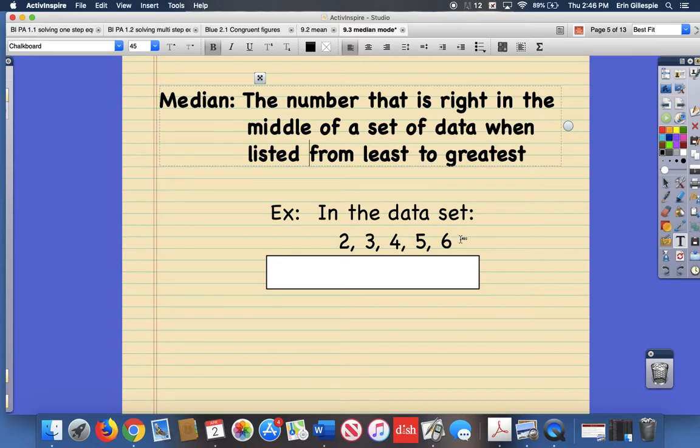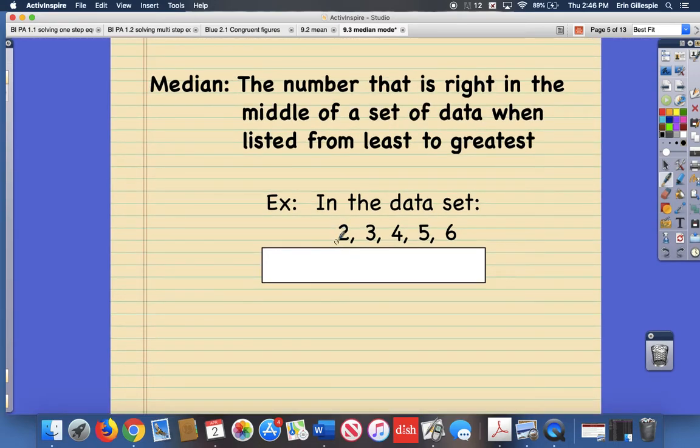If you have an odd number of pieces of data, there will always be a number that's right in the middle. If you have an even number, we'll talk about that on the next page. So in this data set, here's what I suggest kids do. If you can't tell where the middle is, start from either end and cross numbers off one at a time, either side, till you get to the middle, okay?